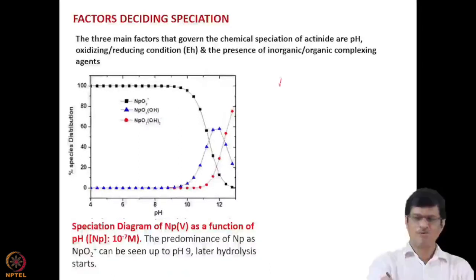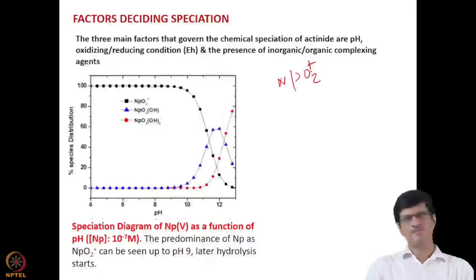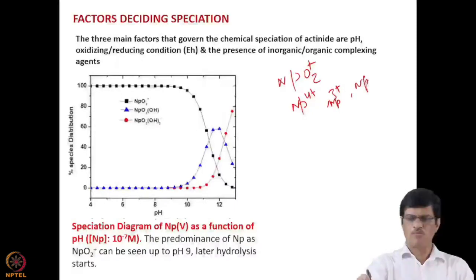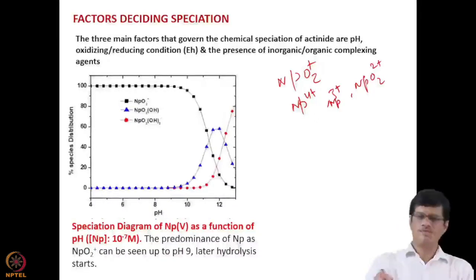Neptunium(V), as you know, exists as the NpO2+ ionic species, and this is considered to be the most mobile of the other neptunium ionic species, like neptunium 4+, neptunium 3+, or NpO2 2+. This is the hexavalent neptunyl ion. So compared to all these species, the neptunium(V) species is the most mobile, and that is why we are considering here the neptunium(V) speciation.